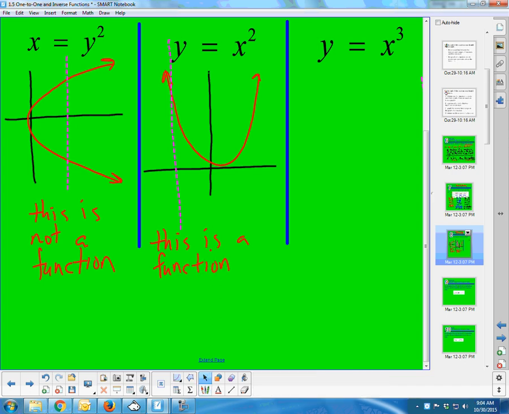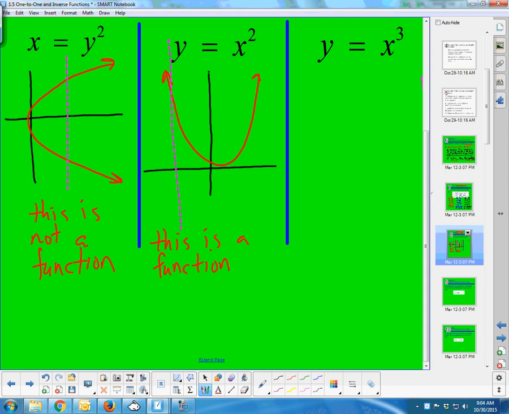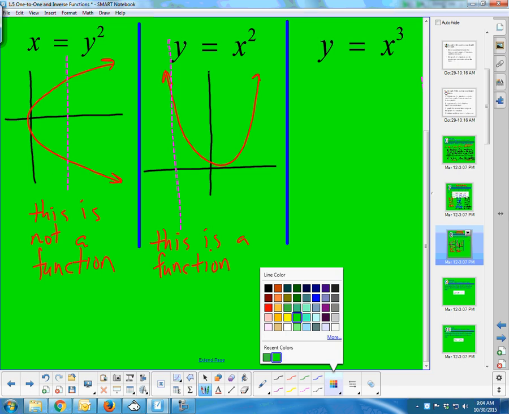Okay, it's a function. Is it also 1-to-1? Now here's the new test. Here's what we do for testing 1-to-1. We use what's called the horizontal line test. Now the horizontal line test is very similar to the vertical line test. That's not a good color there. Let's choose a different color. How about we go with orange?